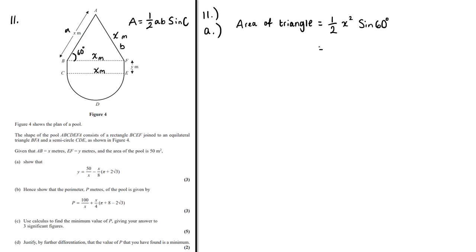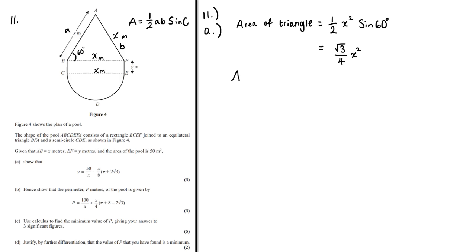And if we simplify this here, well, we know sine 60 is equal to root 3 over 2. So what I get then is root 3 over 2 times a half, so I get root 3 over 4, so root 3 over 4 x squared. Okay, so that's the first shape that we've got here. So we've done the triangle.